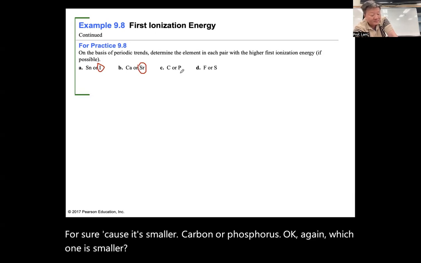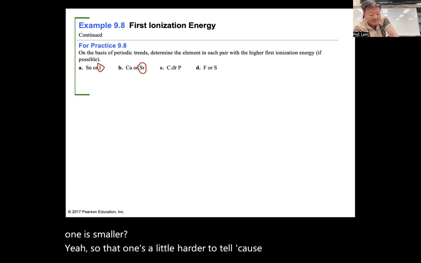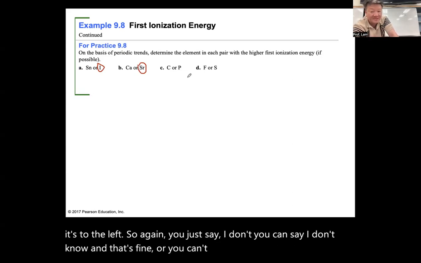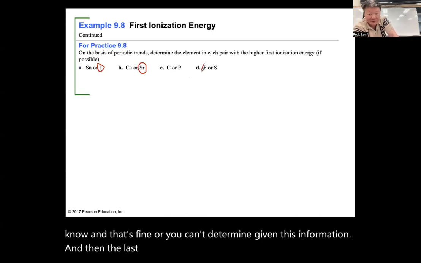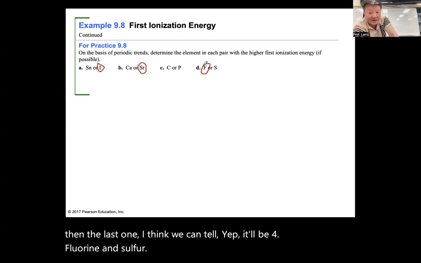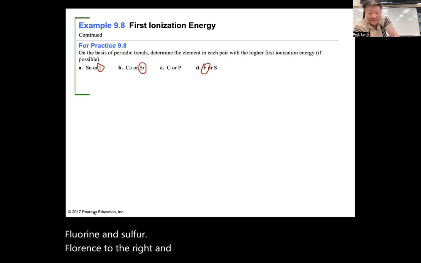Ooh, yeah. So that one's a little harder to tell because carbon is on top, but it's to the left. So again, you can say I don't know, and that's fine, or can't determine given this information. And then the last one, I think we can tell. Yep, it'll be fluorine. Fluorine and sulfur. Fluorine's to the right and above. Okay.